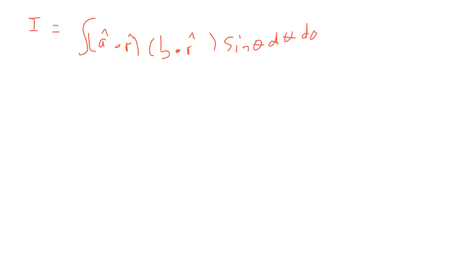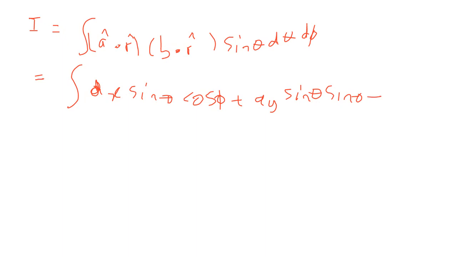So let's just define this a hat dot r hat, b dot r hat, sine theta d theta d phi. So if you write everything out, you get, remember, this will give you a_x sine theta cos phi, plus a_y, just write everything out, sine theta sine phi, plus a_z cos theta.